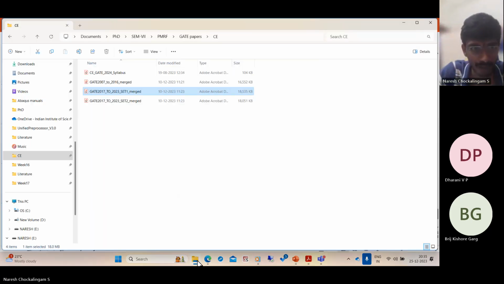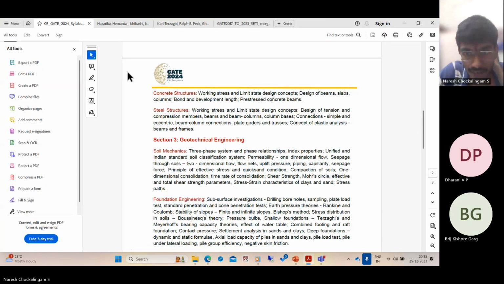So we have design of tension and compression members, beam and beam columns, column bases, connections, beam column connections. Okay, so that is not mentioned explicitly. Built up columns is what you're asking, right? That is not mentioned explicitly, but we can look at it. That's also a good thing to look at. But whenever I look at these papers, I have not seen built up columns, at least in the last 4 or 5 years. But if you have doubts, we can add that also.